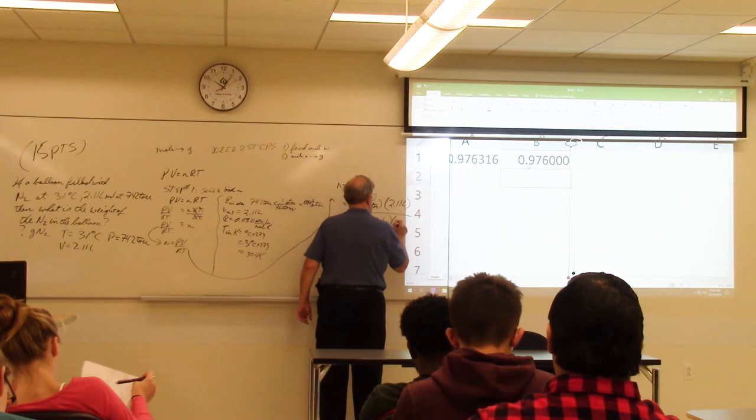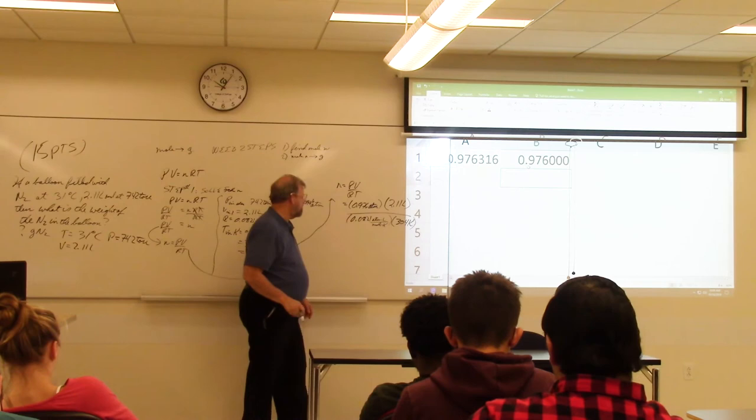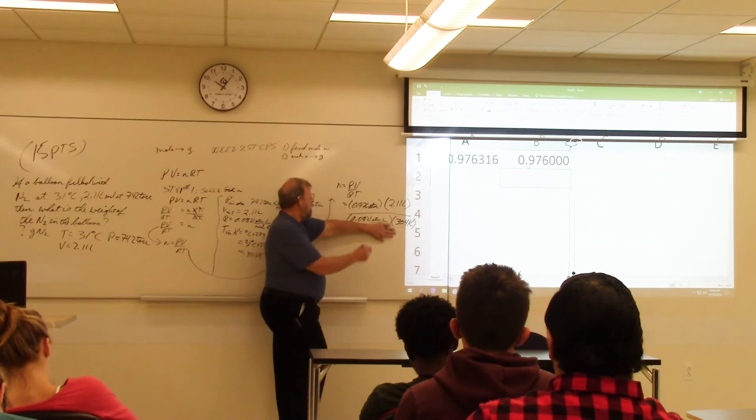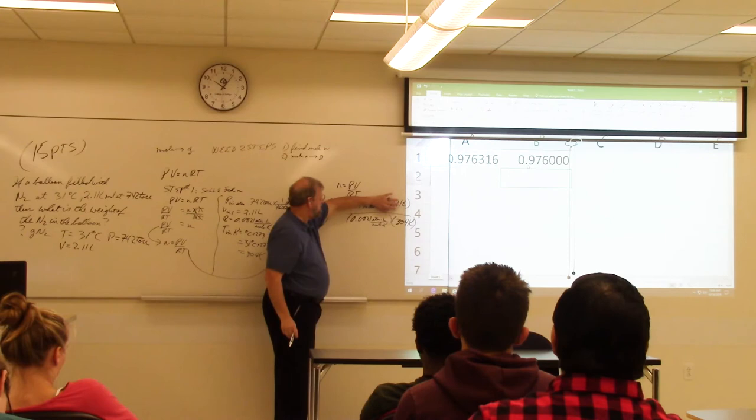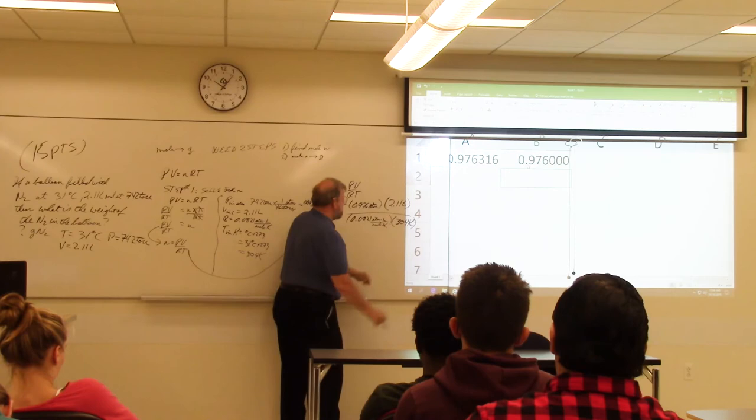Now this one's a little tricky. If we forget about the bottom here, I have atmospheres on top, atmospheres underneath. It cancels out. I have liters here, it cancels out. Now if we forget about the top for the time being, Kelvin divided by Kelvin cancels out. Now this is a little tricky.